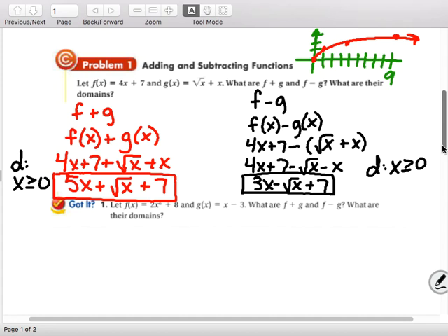All right, let me pause and give you a head start. Try the got it. F of x is 2x squared plus 8. G of x is x minus 3. Do f plus g and the domain, and then do f minus g and its domain. Okay, try the got it.